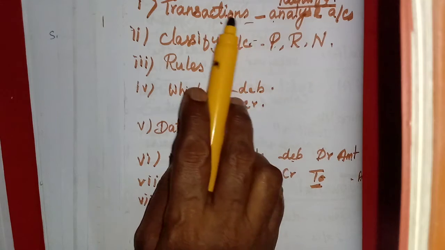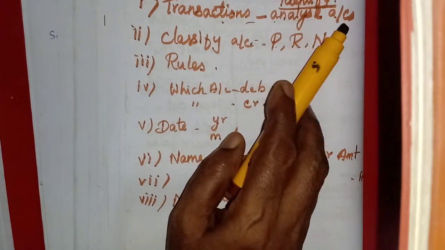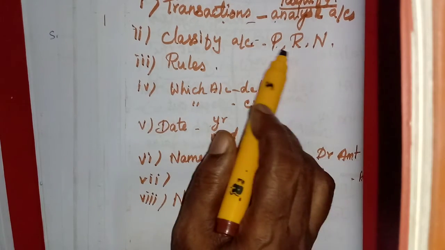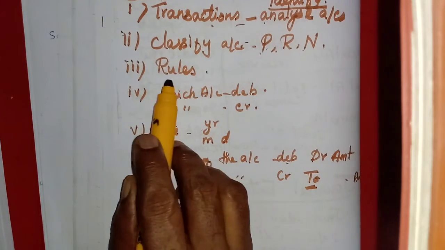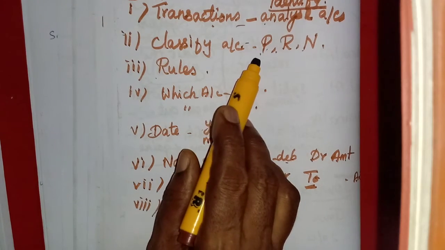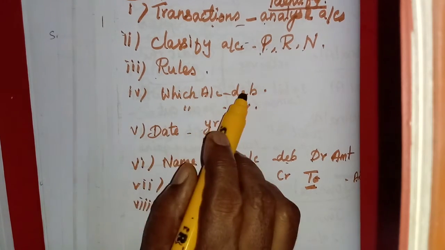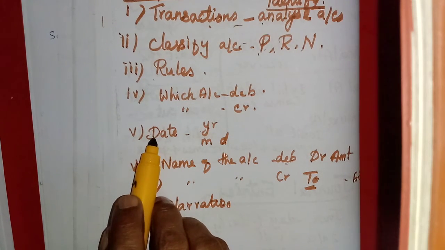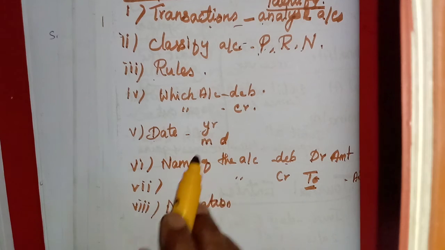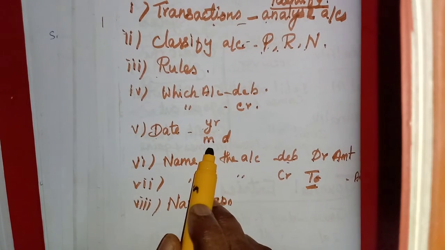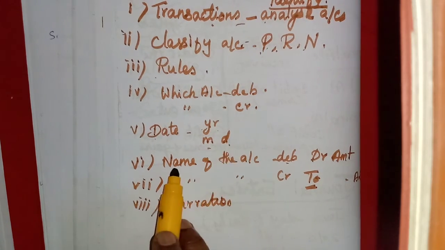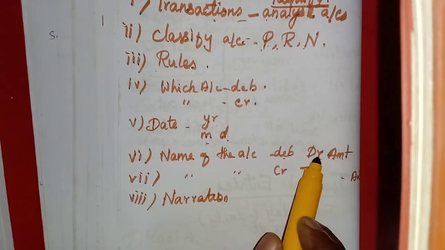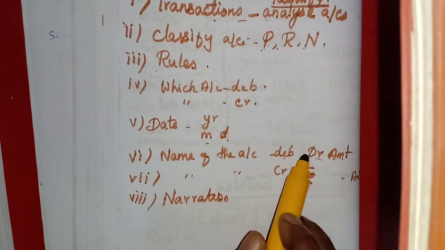From the transaction we have to identify the accounts. Then the identified accounts must be classified as personal, real or nominal account. Then we should apply the accounting rules. Then which account must be debited and which account must be credited must be fixed. Then we have to fill up the date column in the journal entry. Year must be written first, then month, then the smaller column, date. The name of the account we have to write in the particulars column, with the word Dr at the end of the particulars column.